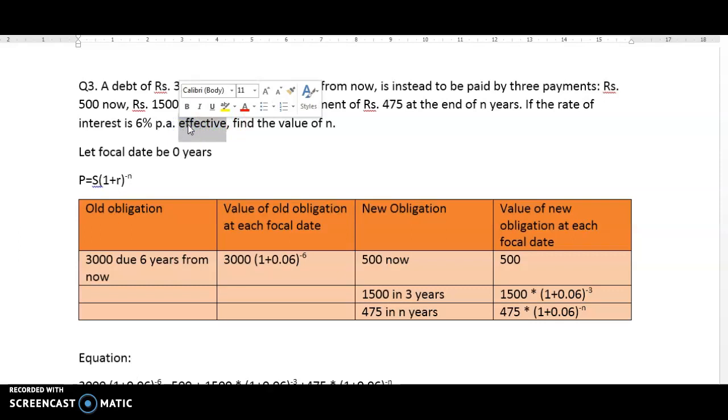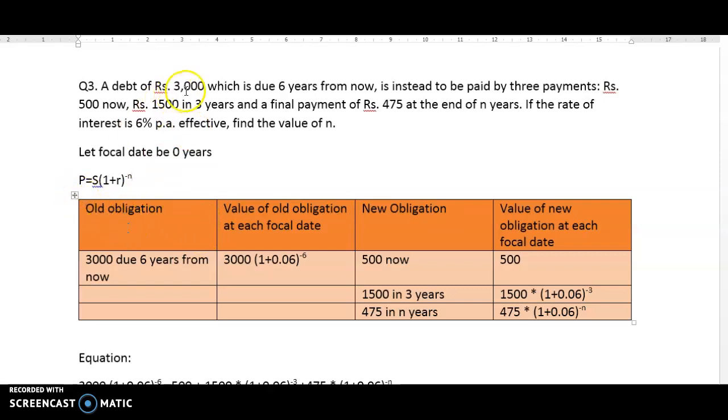The calculation part will remain the same. This is 6% per annum. So very simple, you just have to take 6% wherever the rate of interest is involved, and find the value of n. And as suggested in the previous question also, whenever you have to calculate the value of n, choose the focal date to be the current date, that is 0 years. Similarly, you have to use this formula only for the present value. So let's quickly move to the table part.